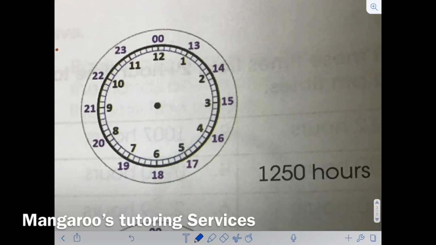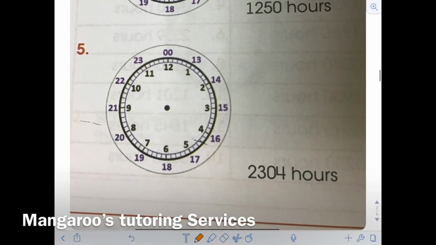So 1250 would be 12 PM and 50 minutes past 12 PM. So you know, if it's 1250, it means it's almost 1 PM. We'll use the orange again for the minutes. So that's 1250 hours.